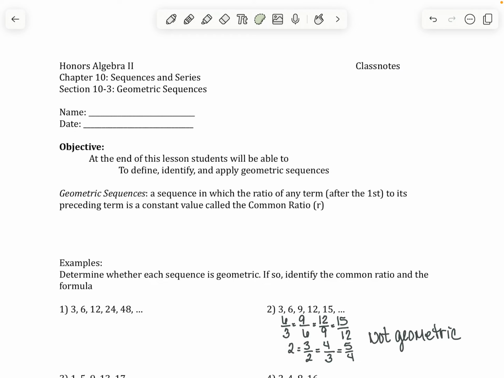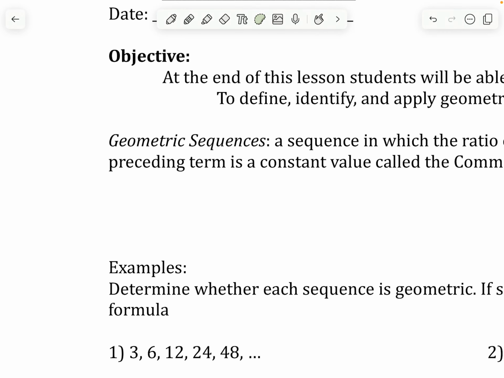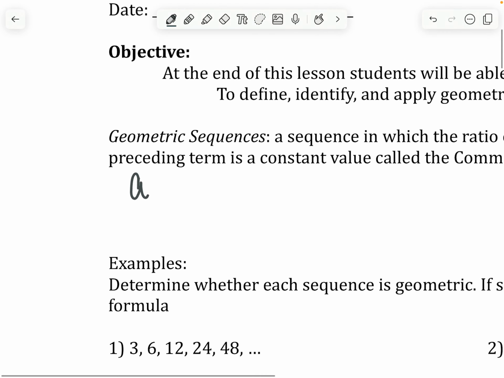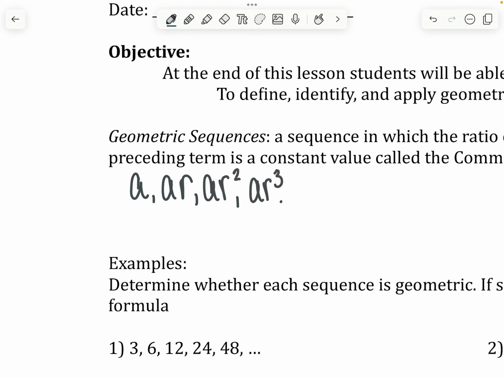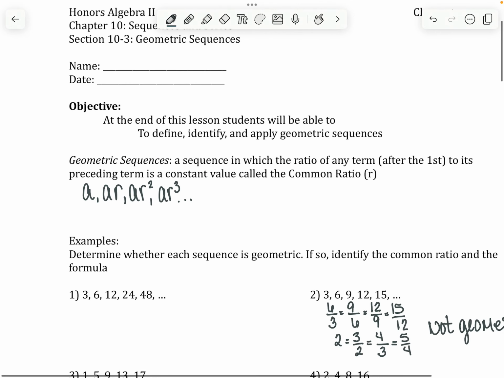of a common difference. So our definition is a geometric sequence is a sequence in which the ratio of any term after the first term to its preceding term is a constant called the common ratio. So if we list a sequence, it would look like this: a, which is your first term, a times r, a times r squared, and a times r cubed, dot, dot, dot. Okay, so it goes on and on and on.